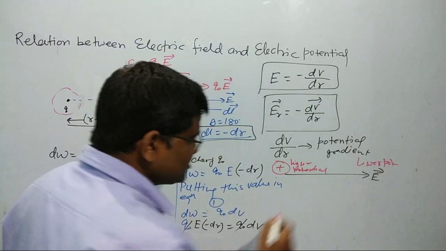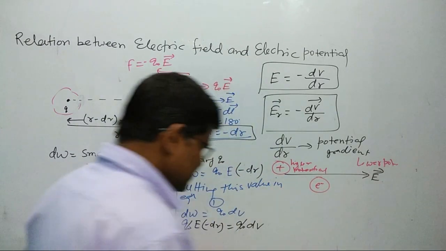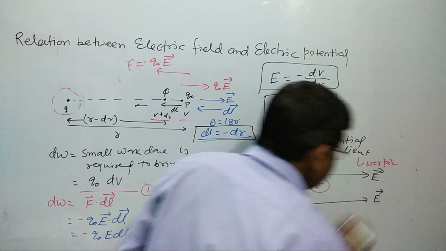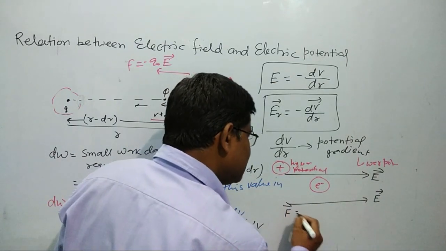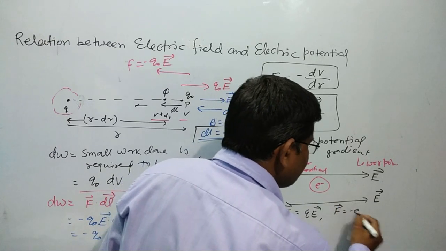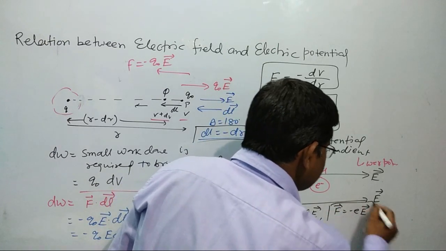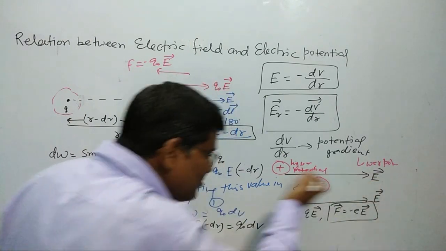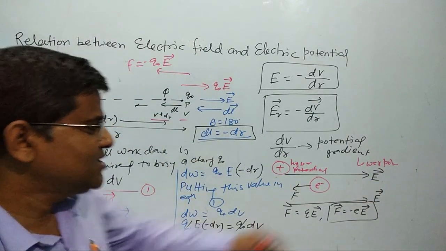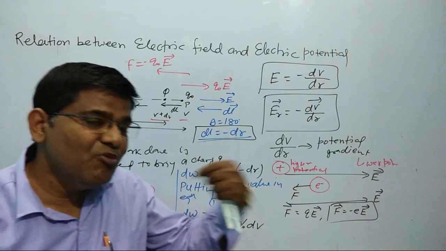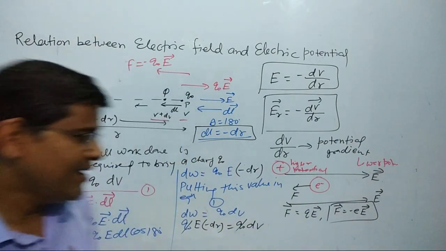Or consider electrons in this field. Consider an electron, and suppose this is the electric field. Then the force, generally written as F equals qE vector, becomes F equals minus e E vector. It means the force on the electron is in this direction, from lower potential to higher potential. That is why electrons move from lower potential to higher potential.